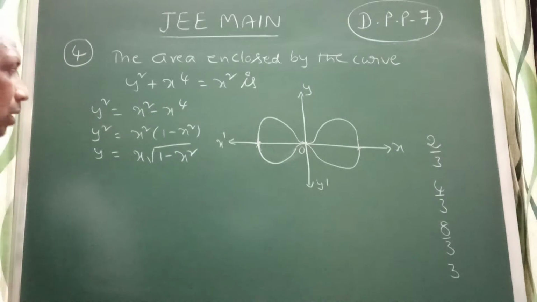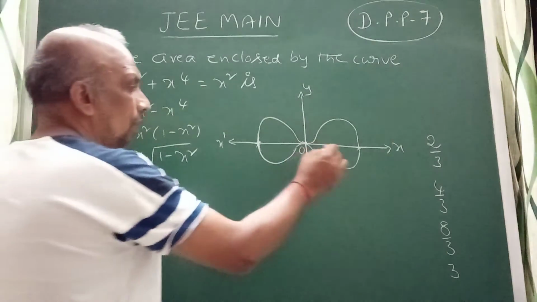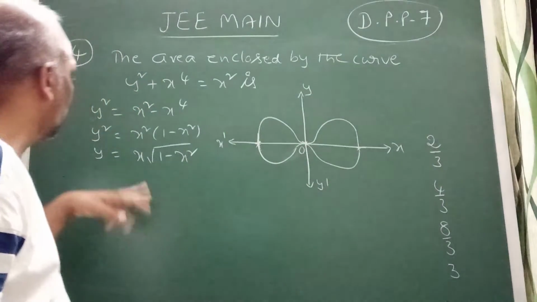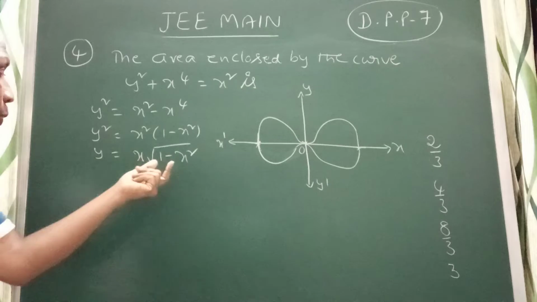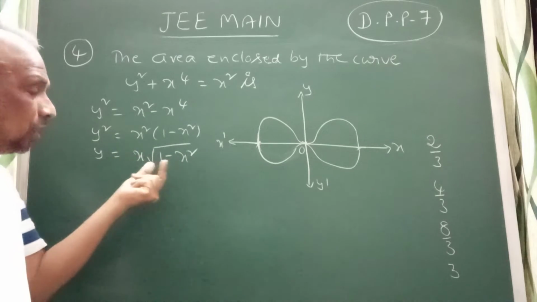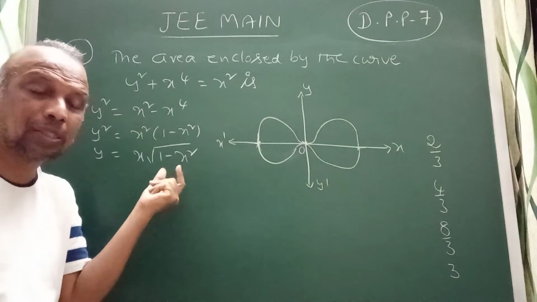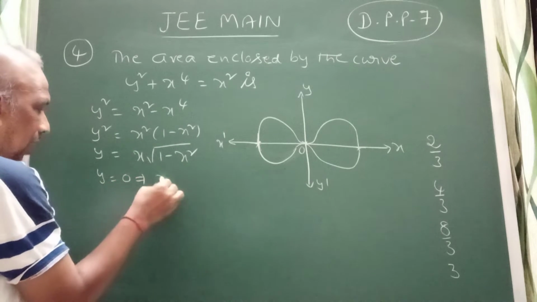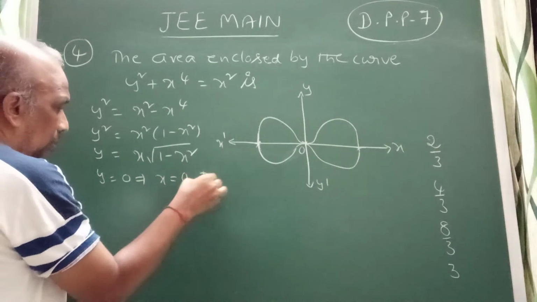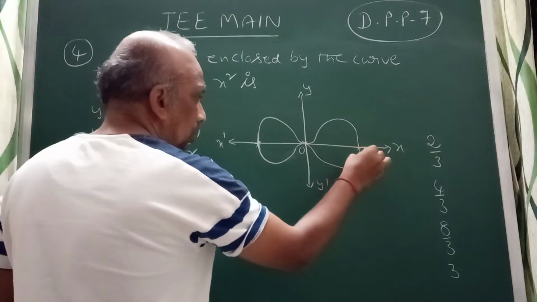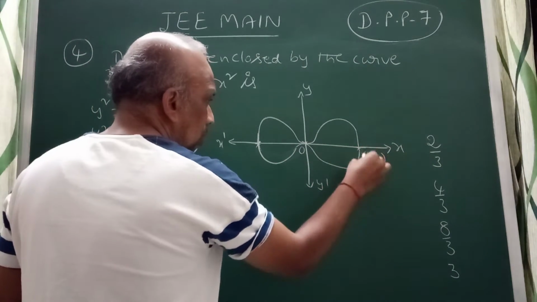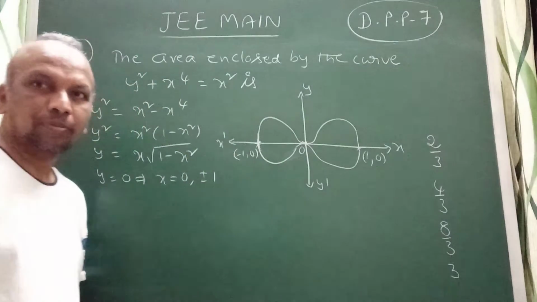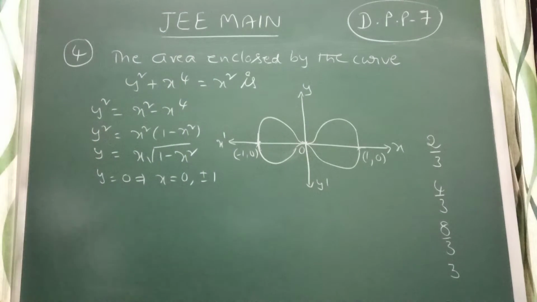Now you can see that here I got this value. Now at this point, if we take y equal to 0, we get x equal to 0 and x square equal to 1, so x equal to 0 comma plus or minus 1. This is 0, this is 1, 0, and this point is minus 1, 0. Now the required area I can consider.